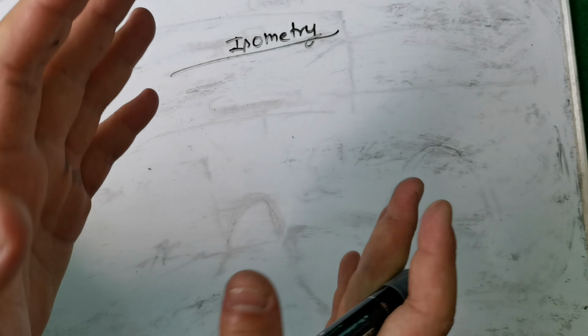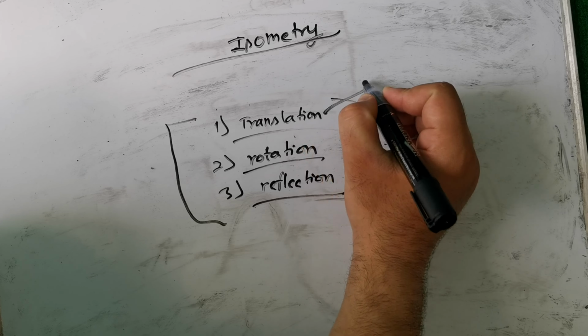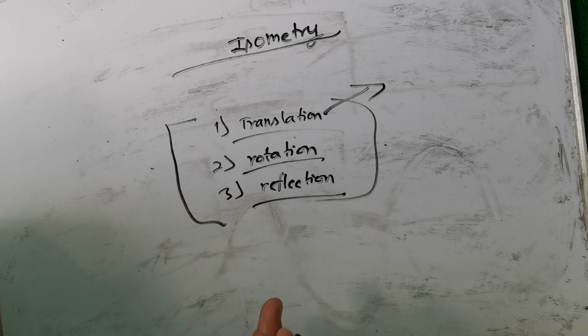One is rotation, and another one is reflection. Translation, rotation, and reflection: types of distance preserving maps or isometries. Translation. What is translation? Let's learn the basic thing only.